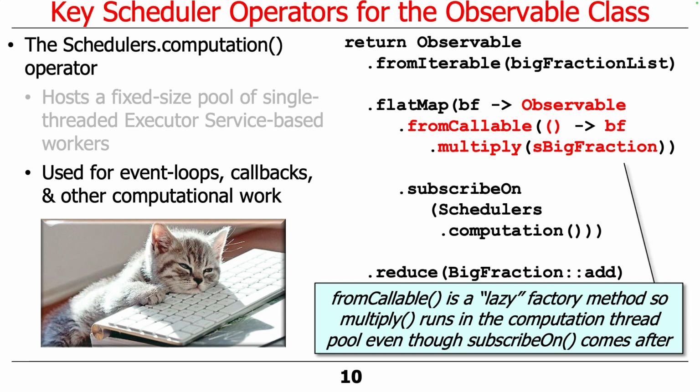So you can see here, this is what's called a lazy factory method. This is, by the way, an important point. So when we run this operation in the background, then the multiplication is actually going to occur in the context of the computation thread pool. If we replaced observable from callable with observable just, it would not run in the background. It would run in the main thread, which would be completely bizarre. So got to be very careful and make sure you use lazy operators if you want to have these computations running in the appropriate thread pool.